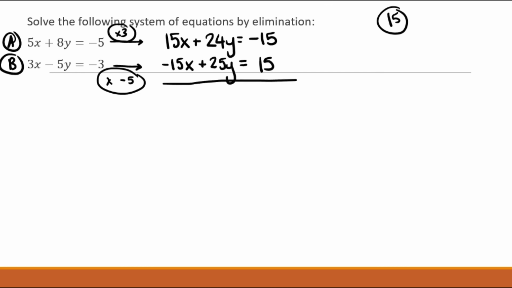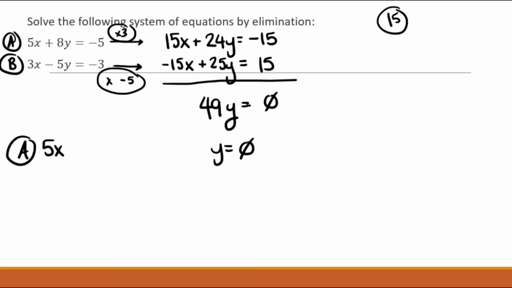You can see where this is going. The x's are going to cancel. I have a truly horrific coefficient in front of the y's, but that's fine because my constants are going to add up to 0. So y is equal to 0. It's been a very kind equation so far. I am going to solve for x in equation A. 5 times x equals negative 5, because 8 times 0 is 0. X equals negative 1. I think the solution to the system is negative 1, 0.